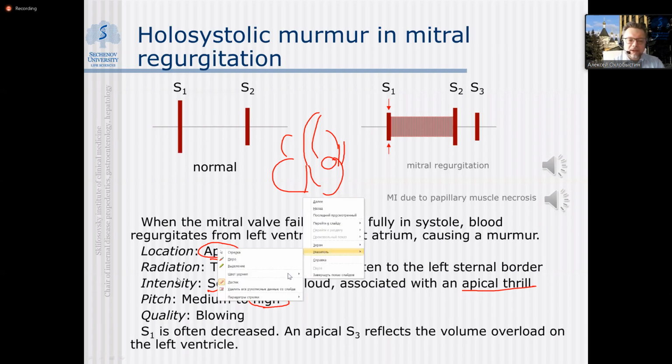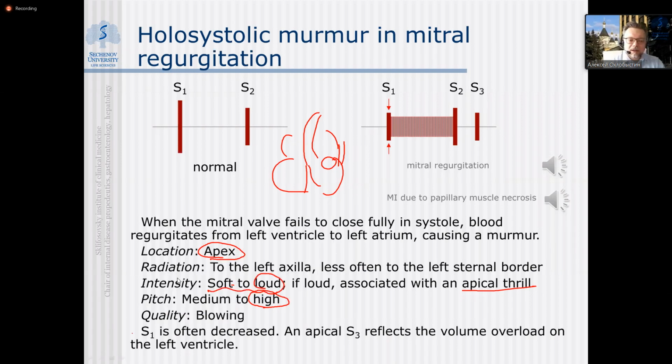What will happen to the patient's heart? Why will there be a decrease of S1? Gabriel, any ideas? Sumaya?